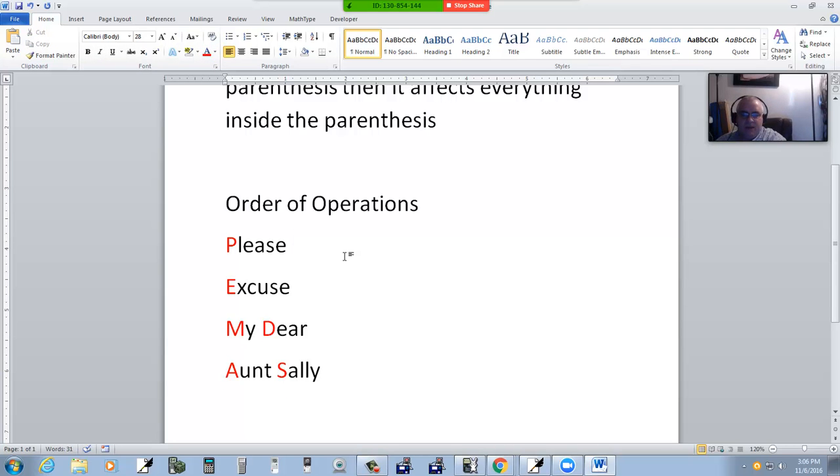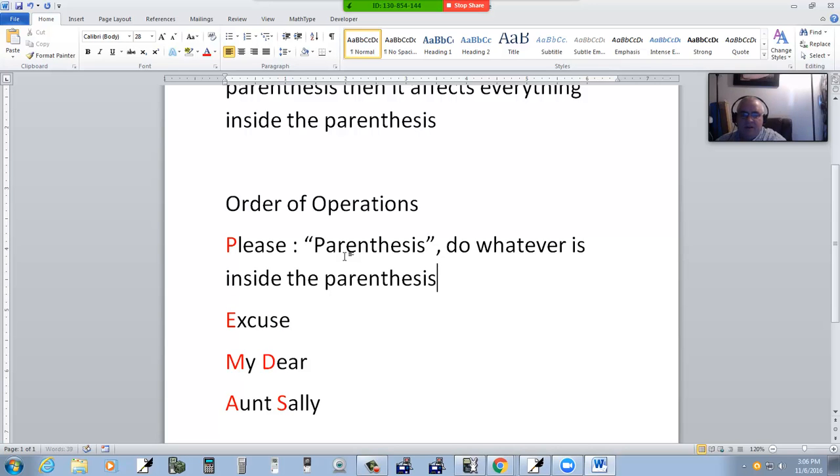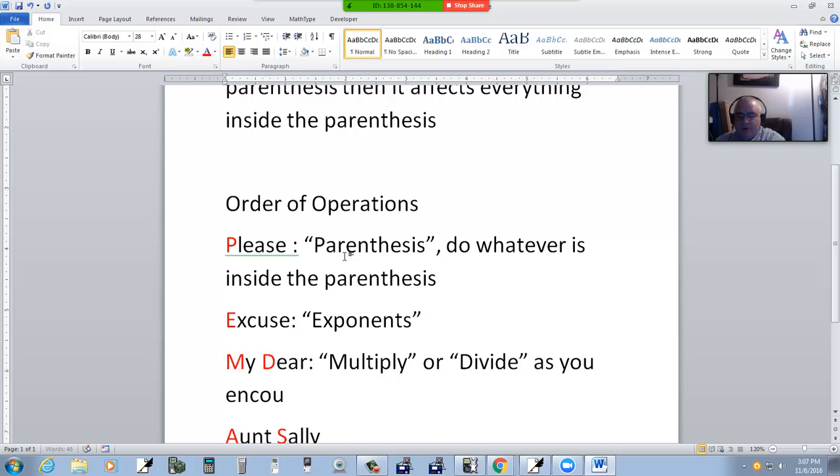Now the P, that is for parentheses. And we do whatever is inside the parentheses. Now that doesn't necessarily mean get rid of parentheses. It may, but that's not necessarily what it's saying. It's saying you do whatever's inside the parentheses first. The E, that's for exponents. The M is multiply or divide. That's what the MD stands for. As you encounter either one from left to right.